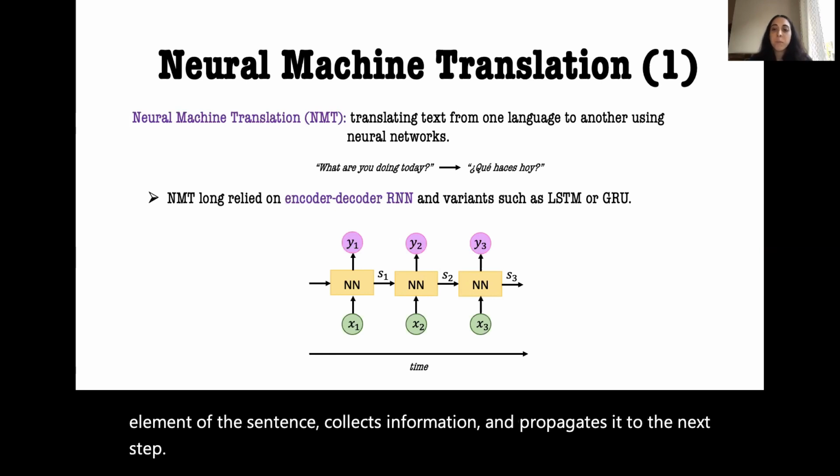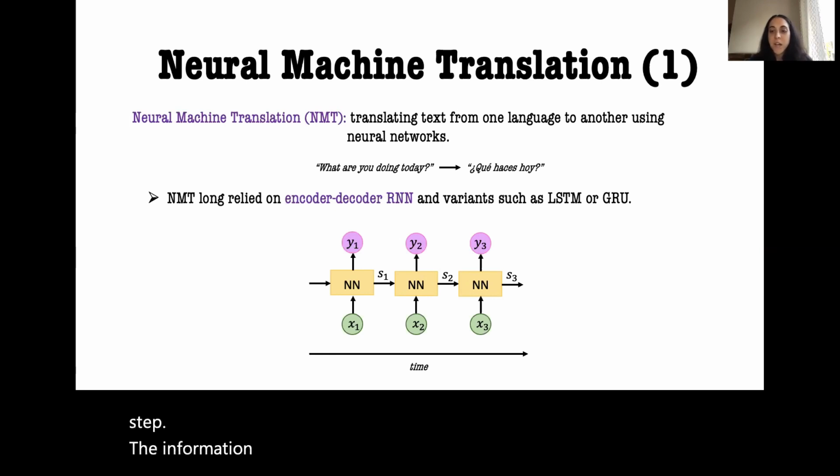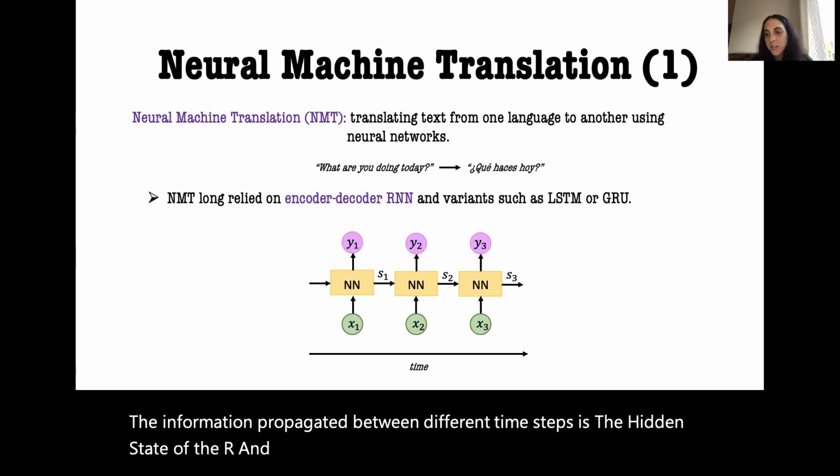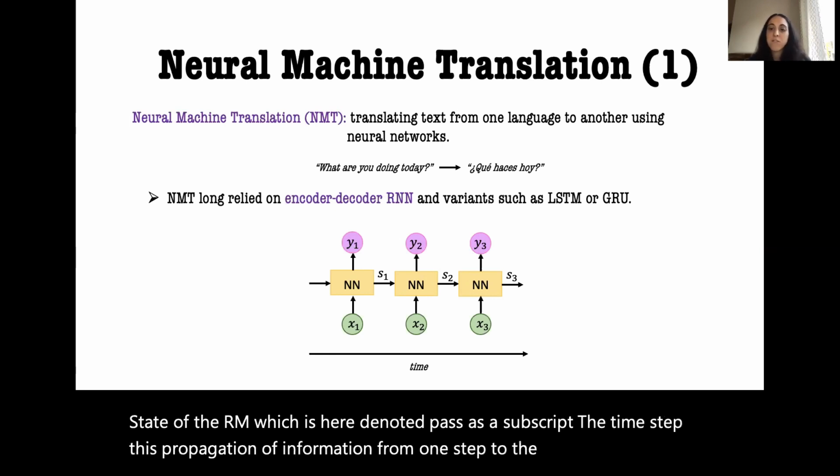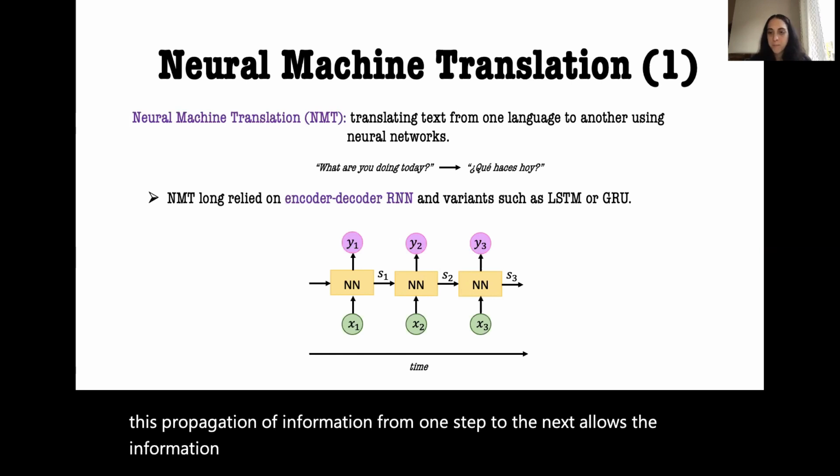The information propagated between different time steps is the hidden state of the RNN, which is here denoted as S subscript the time step. This propagation of information from one step to the next allows the information to persist through time.